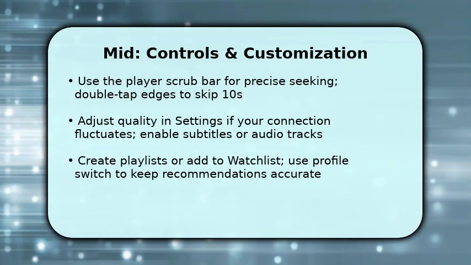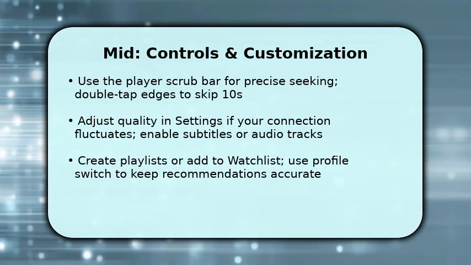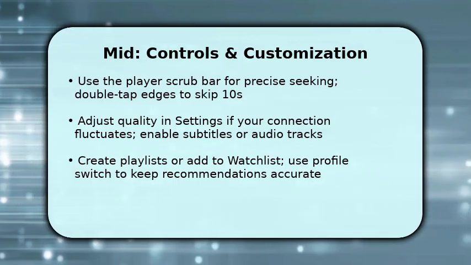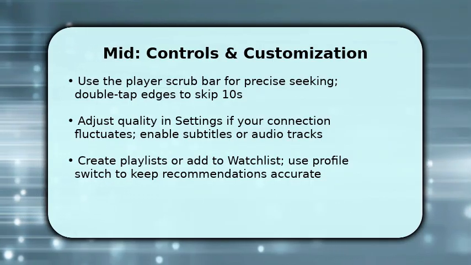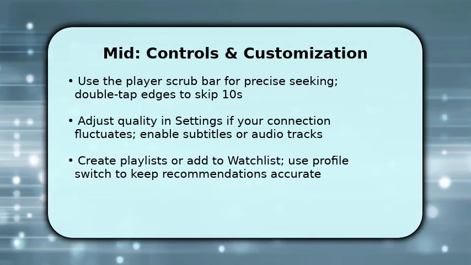You can tap to reveal the scrub bar and drag for precise seeking, or double-tap the screen edges to skip 10 seconds quickly. If streaming stutters, open settings and lower the quality or switch to a fixed bitrate so buffering stops. Enable subtitles or alternate audio there for accessibility.